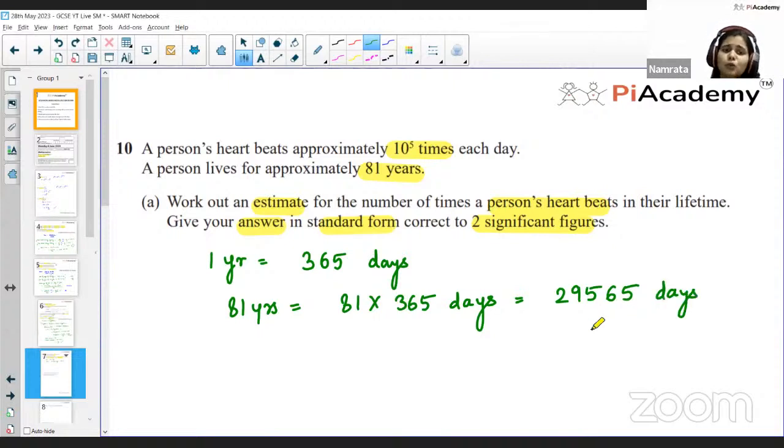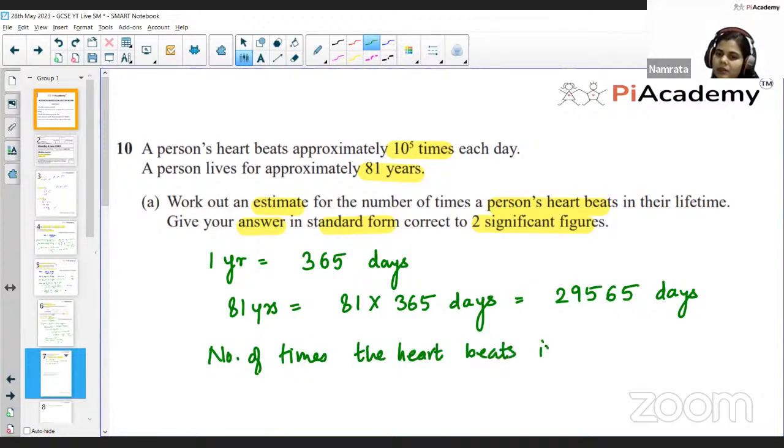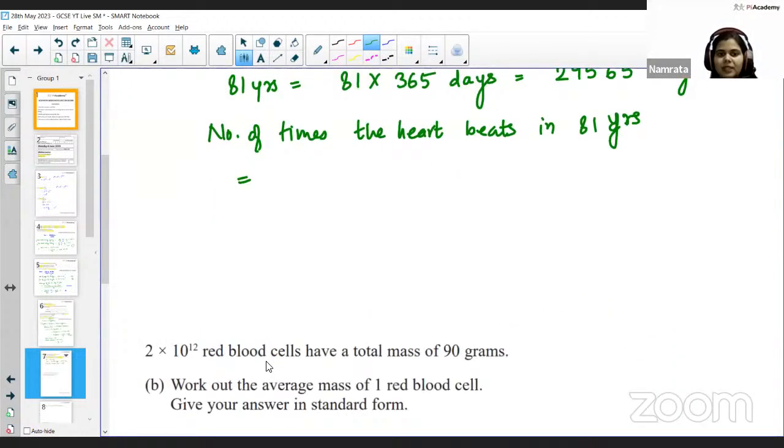Okay. Moving on to the next part. We need to find out the number of times the heart beats for 81 years. So the number of times the heart beats in 81 years, that is the lifetime, will be, yes, how much?